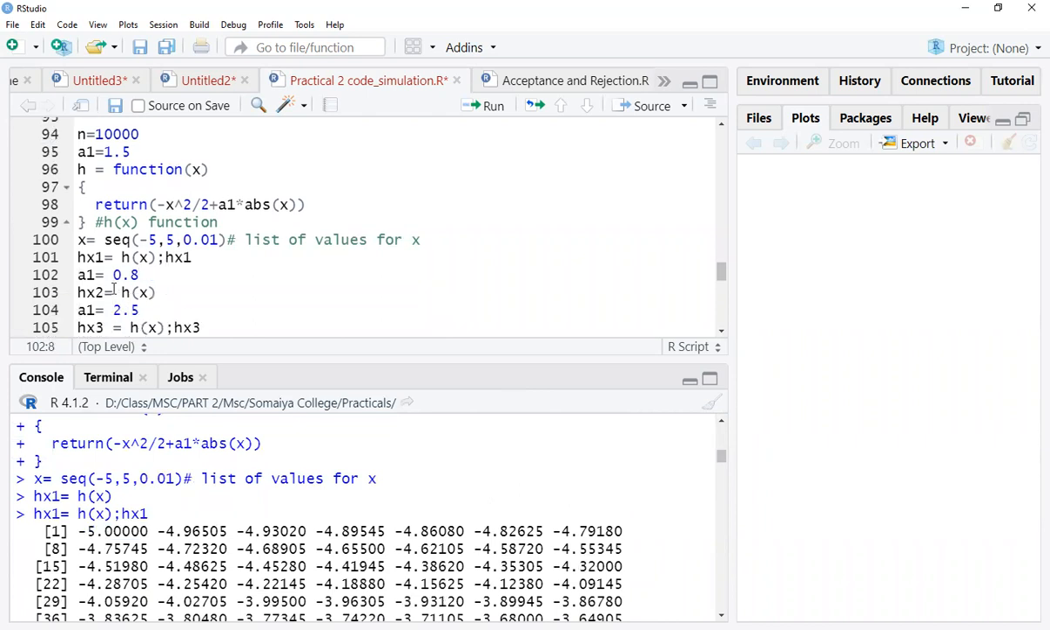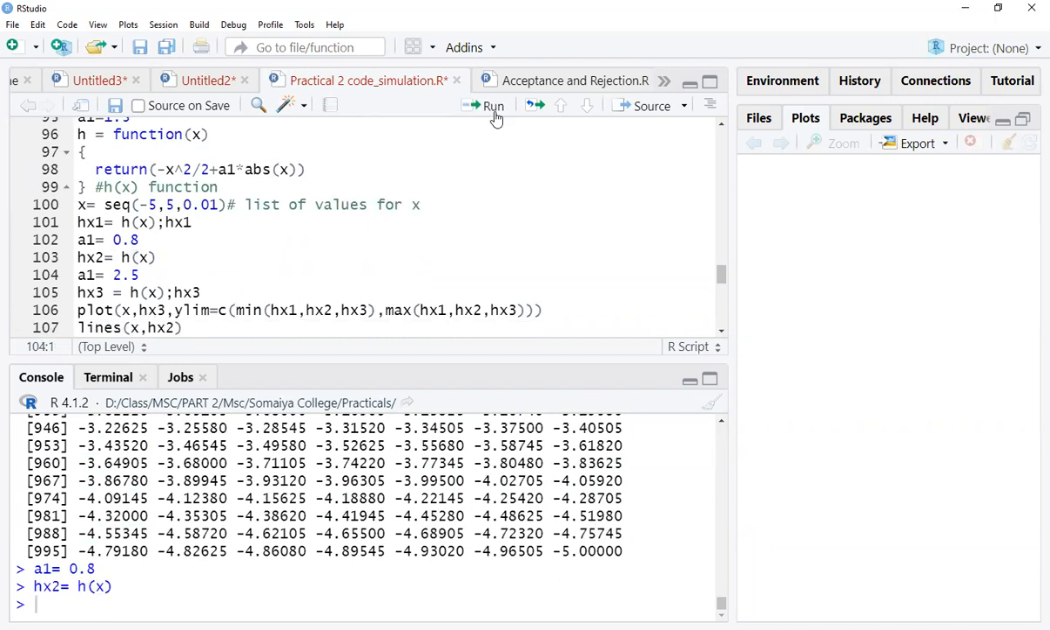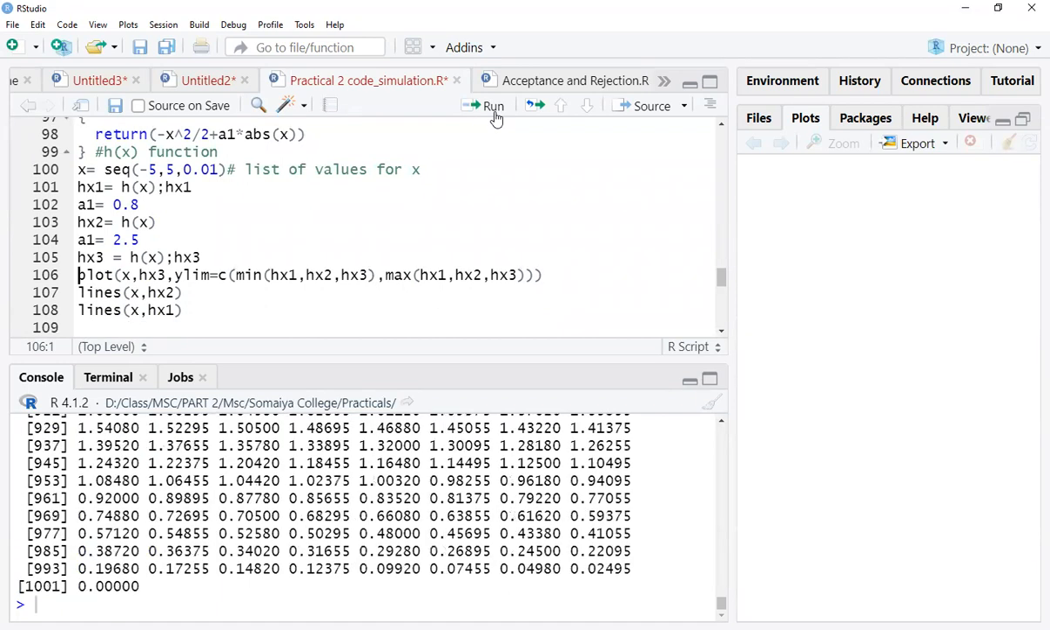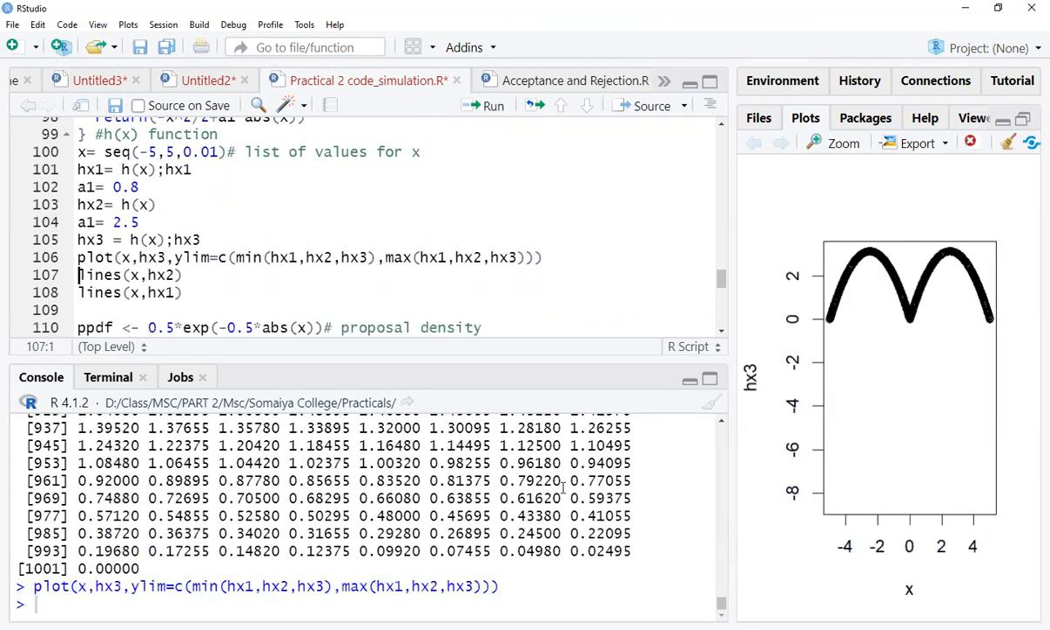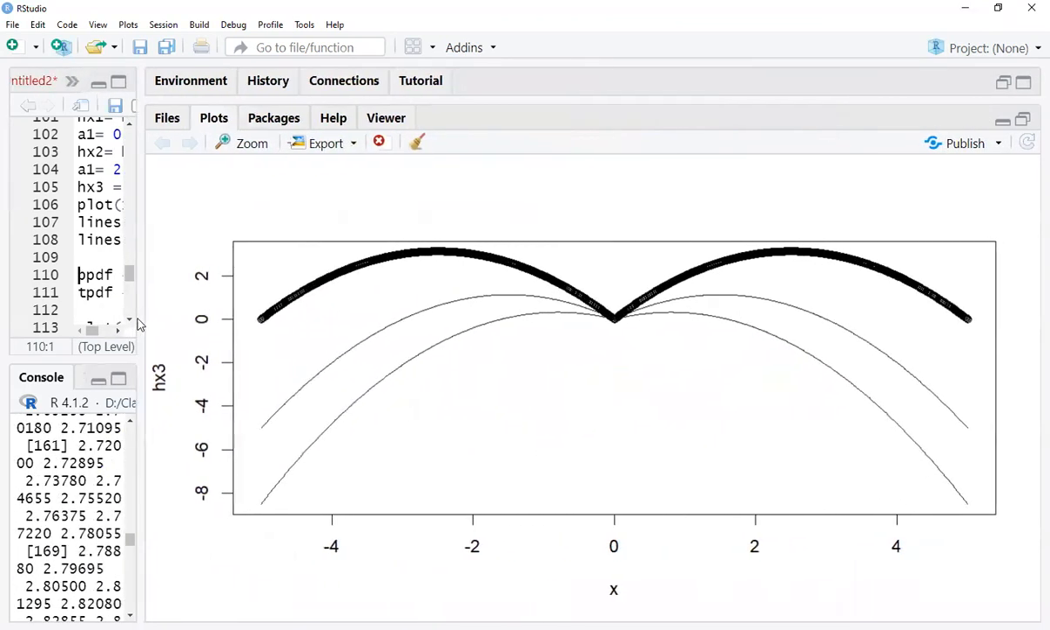Similarly, if you consider the alpha value 0.8, calculate hx2 at that point. Similarly, consider the alpha value 2.5 and calculate hx3. Now you plot hx3 having the limit minimum of h1, h2, h3 and maximum of h1, h2, h3. So based on this function, it will consider the minimum and maximum. So this is the one graph. Let's draw this line first. And look at this picture.